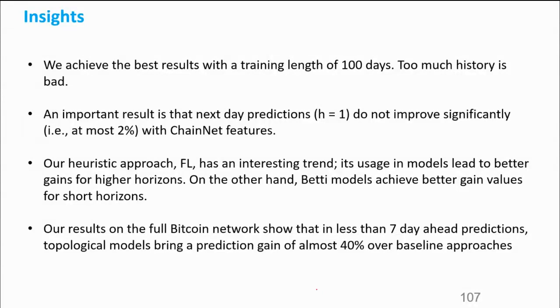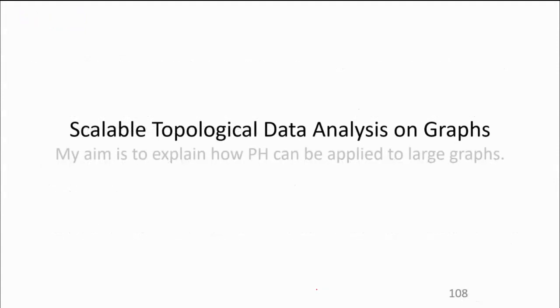Our heuristic approach has an interesting trend. For longer horizons, it gives better results. However, the Betti models achieve better gain values. Our results show that in less than 7 day ahead predictions, topological models have a prediction gain of almost 40% over baseline approaches. And I will stop here and take the questions.